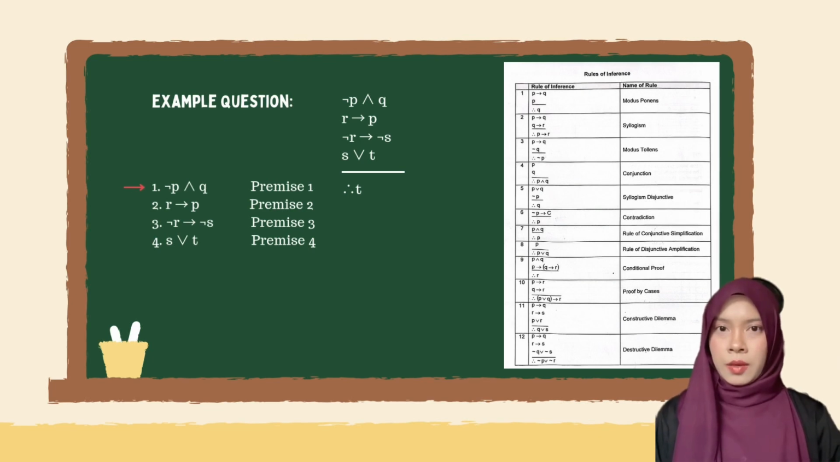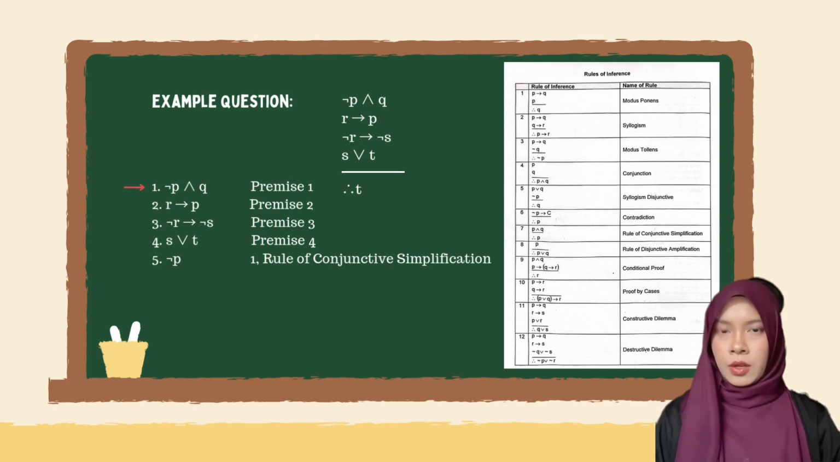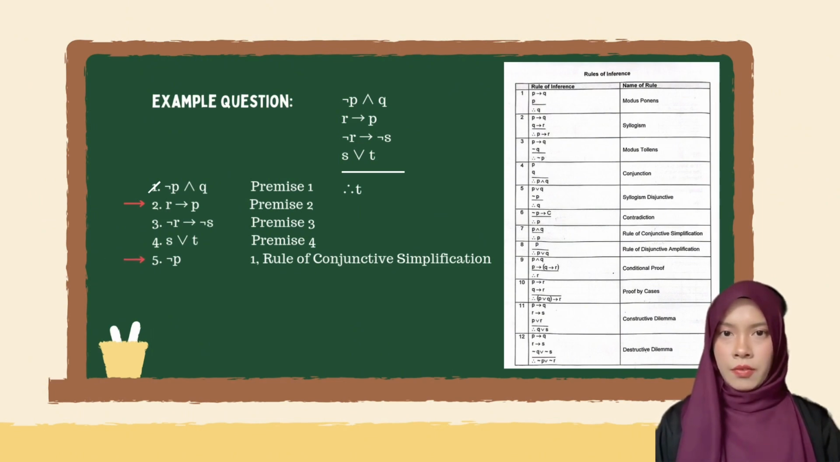From premise 1, not P and Q, we can use rule of conjunctive simplification and take only the not P part. As we can see from the rules of inference table, rule of conjunctive simplification lets us pick one part from the AND statement. So number 5 is not P. Next, we use premise 2, if R then P. Since we already have not P at number 5, we can apply modus tollens for number 2 and 5. Modus tollens says if R leads to P, but P is not true, then R also did not happen. So we can write number 6 as not R.